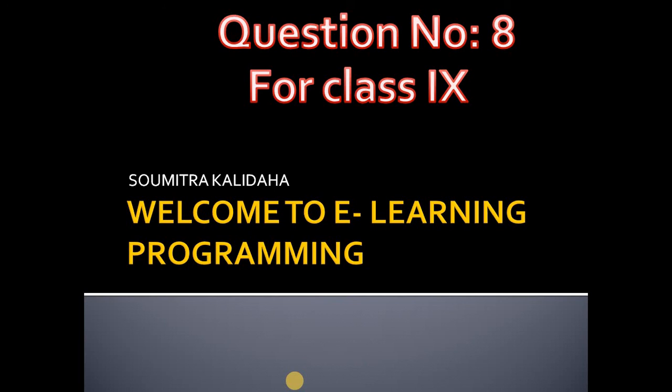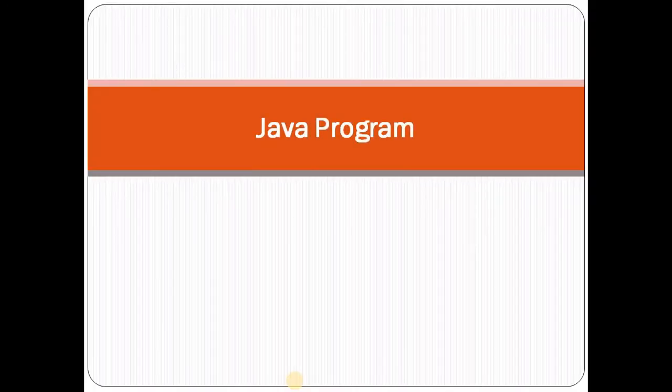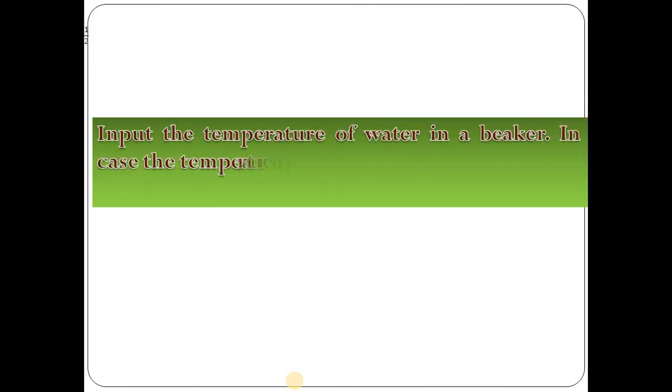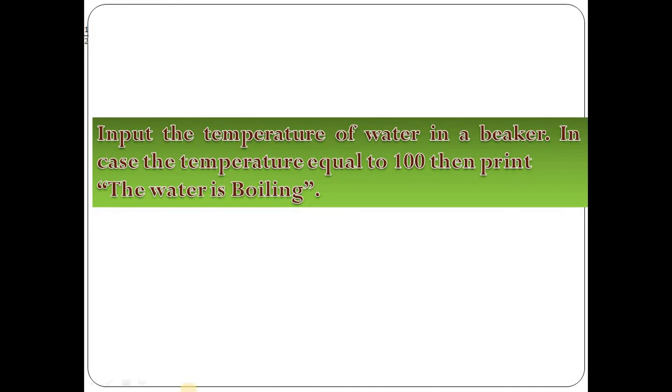So today's topic I will discuss program number 8, and first you read the questions and after that we are going to solve the problem of the program. Now what is the question? The question written here: input the temperature of water in a beaker. In case the temperature is equal to 100, then print water is boiled. So actually the question is that when the temperature is equal to 100, we will print the message that the water is boiled.